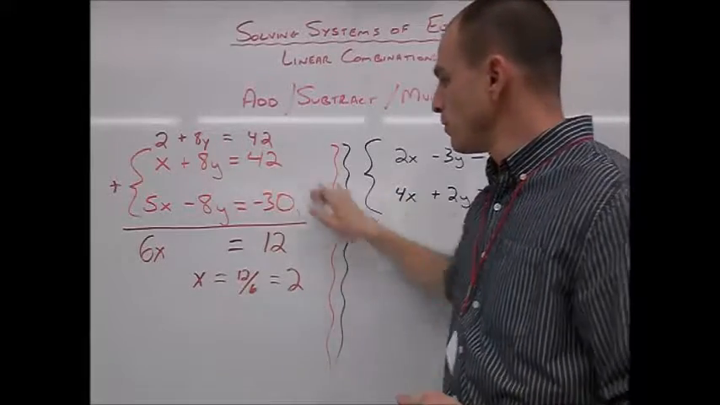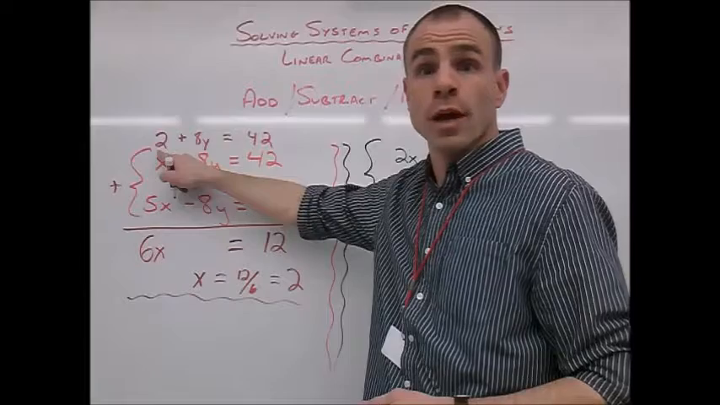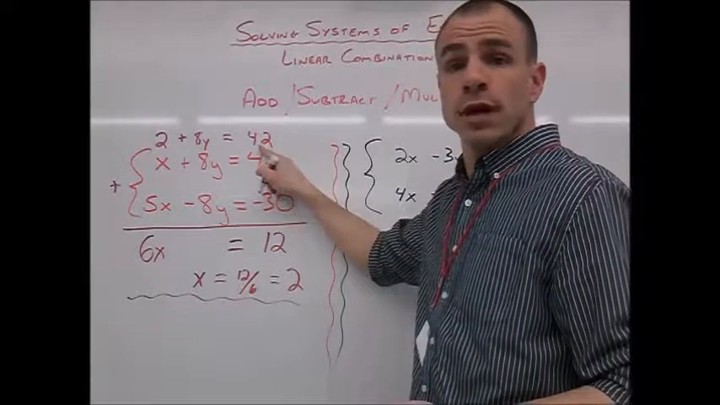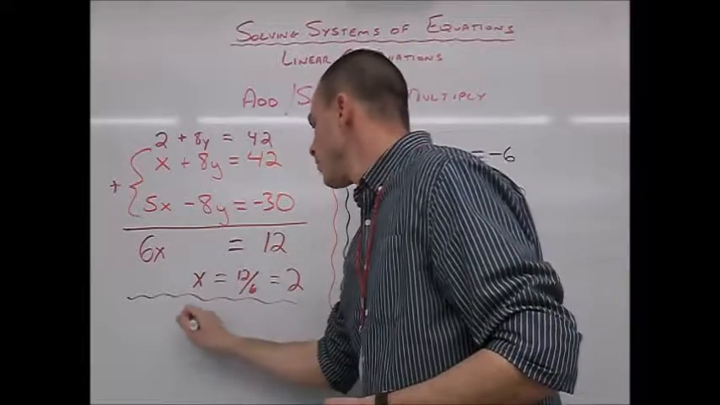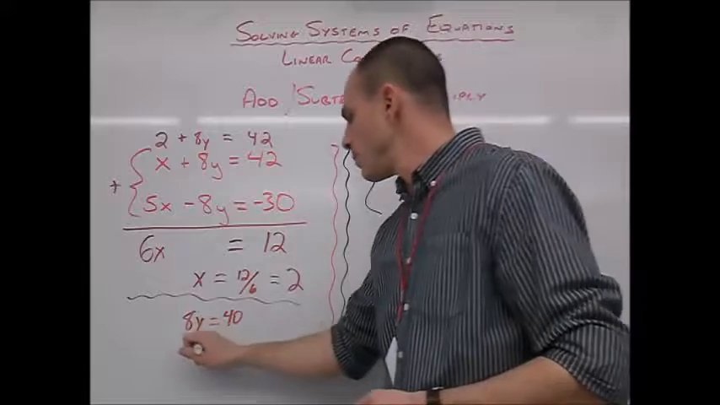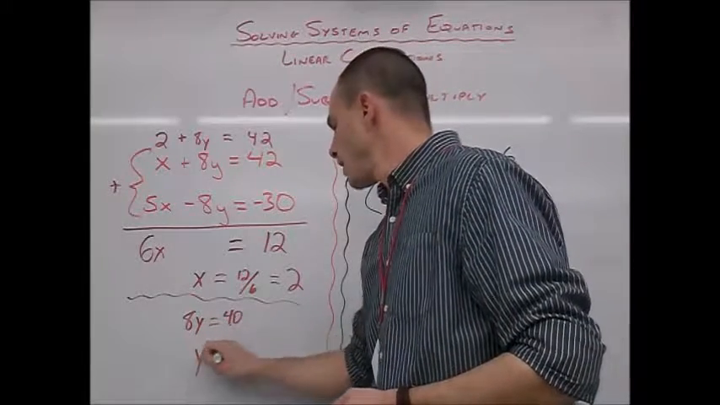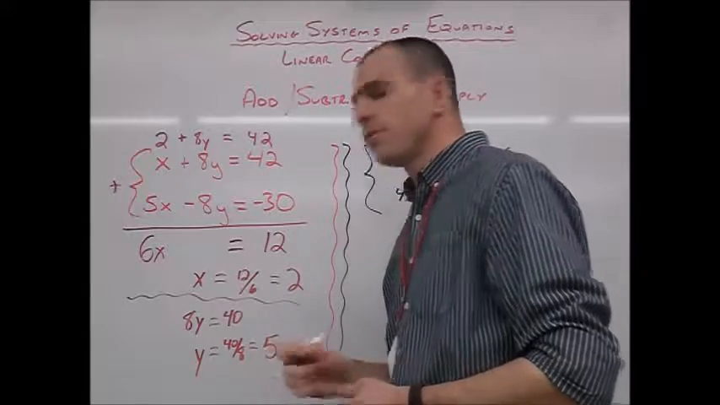I'm going to kind of move down here now. If I subtract 2 from both sides, this 2 will go away on the left, but I also have to subtract 2 on the right. So 42 minus 2 would be 40. So we have 8y is equal to 40. And if 8y is equal to 40, we divide by 8, and we have y is equal to 40 divided by 8, which is equal to 5.